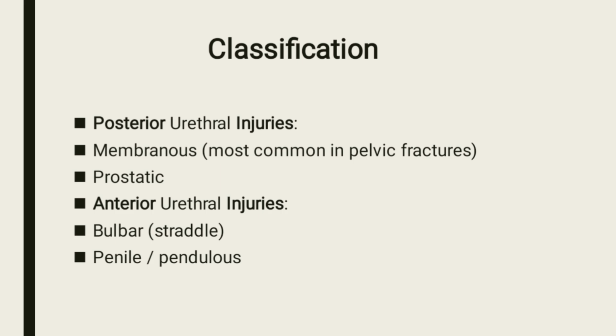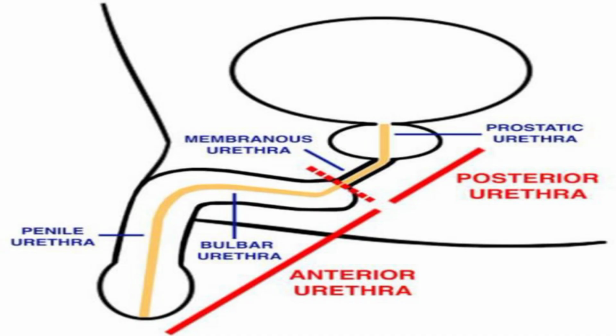Classifying urethral injuries into anterior and posterior is crucial because the mechanism, imaging, and management differ. Posterior injuries often follow pelvic fractures, while anterior injuries frequently occur due to straddle trauma. This picture shows the division of the anterior urethra and posterior urethra.